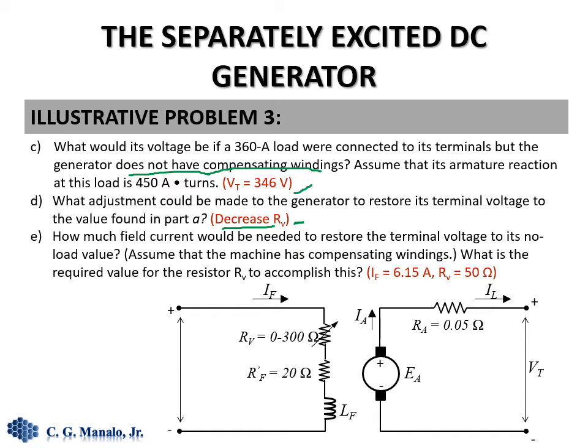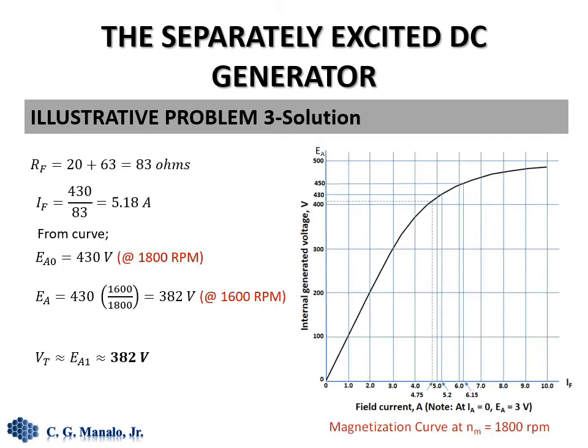And E is, now that we know that R sub V should be decreased to increase the terminal voltage, what is that value of R sub V? And what is the corresponding field current for that value of R sub V? Actually the answers are here. So let's go over the solution.